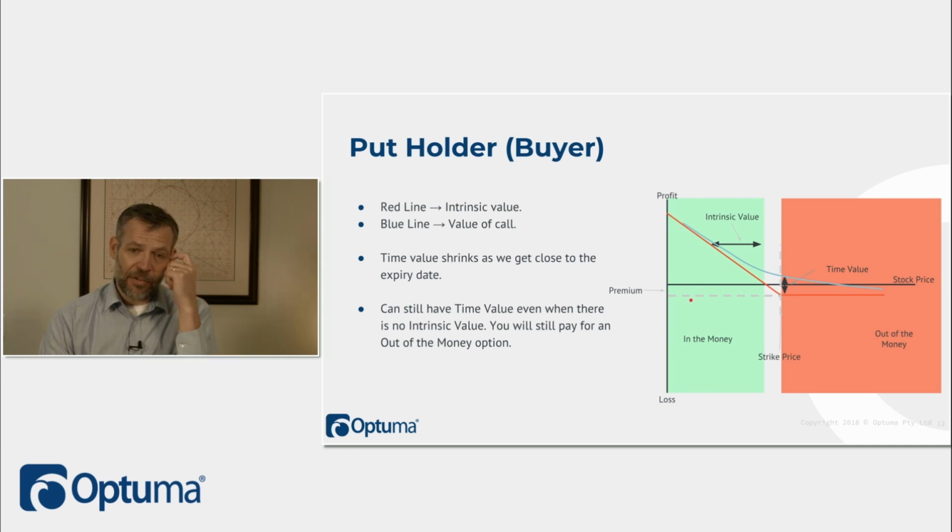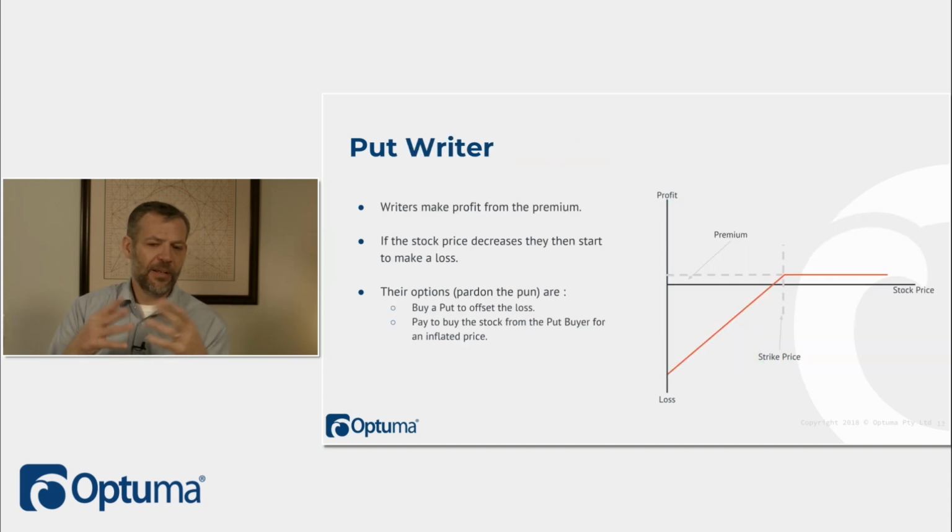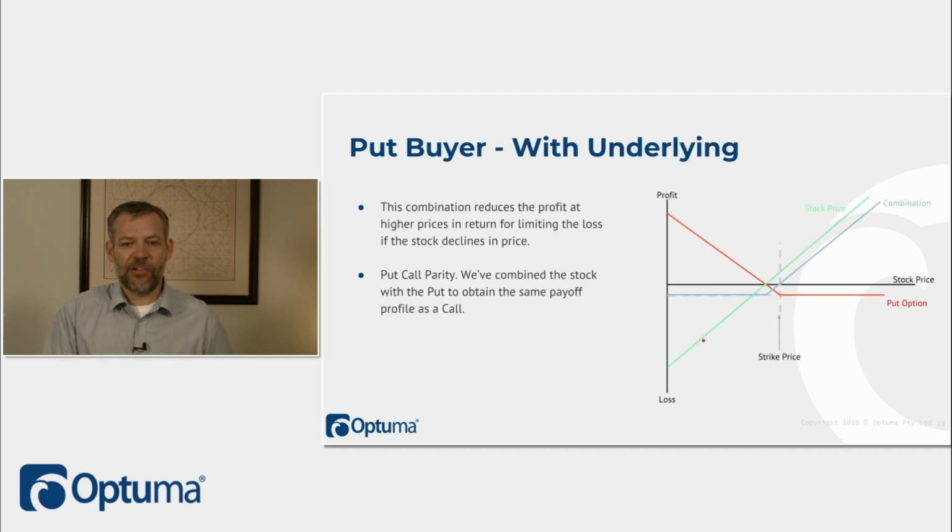In the money is obviously below the strike price there. Again, we have the time value, which will squash in as we get closer to expiry. For the put writer, again it's the opposite of what we had before: the put writer will start losing money if the price goes down, but they could buy a put to offset that. So it's just the inverse of what we had before.